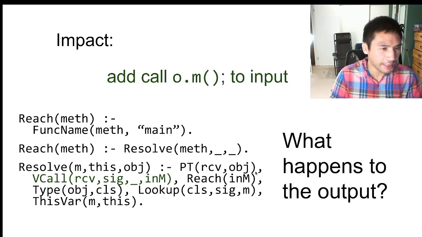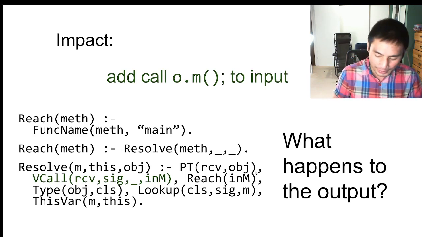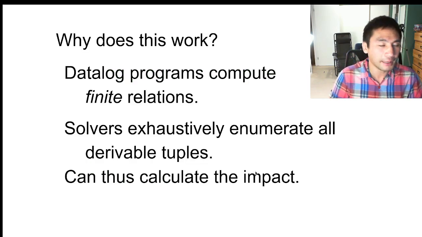And so here are the rules that we saw earlier. We add something to the input. We add O.m as a vcall. And then we look at the output before we add it, and we look at it after we add it. We know that this is a small change in the input. Does this also result in a small change in the output? And we don't need incrementalization to evaluate this question. We just have a normal Datalog solver, and we run it on two programs. This works because Datalog computes finite relations, unlike Prolog, which doesn't. And the solver enumerates all derivable tuples, so you have the complete answer. And that allows you to calculate the impact.